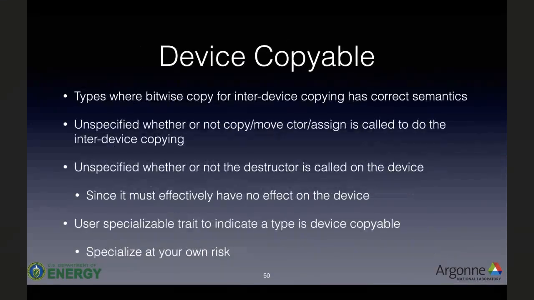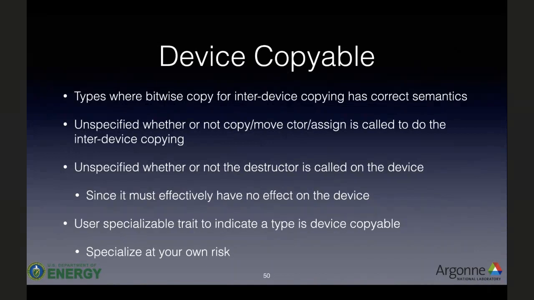So, I know this notion of device copyable, and we use this to say types where bitwise copying for inter-device copying has the correct semantics. And it's unspecified whether or not the copy move constructor or assignment operator is called to do the copying, because it may not be able to, right? If it's copying from a host to a device, there's nowhere to run the code.